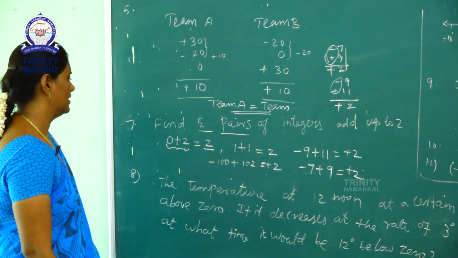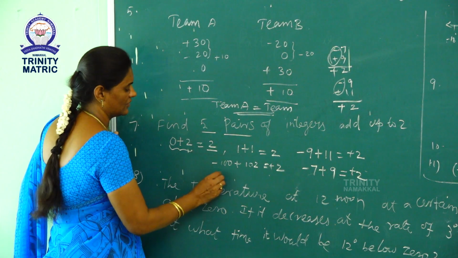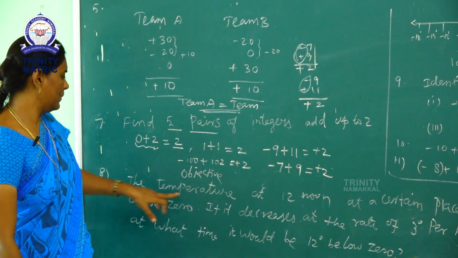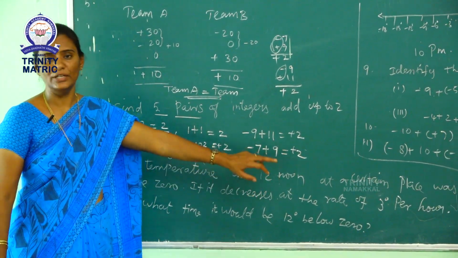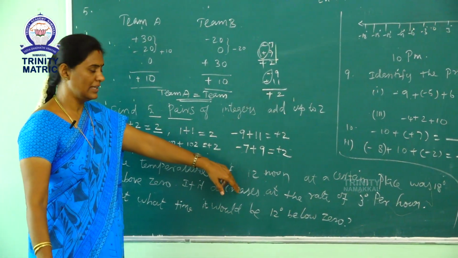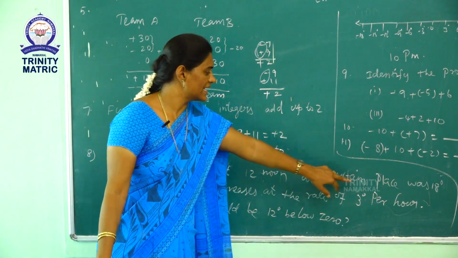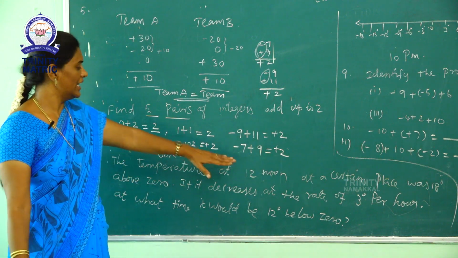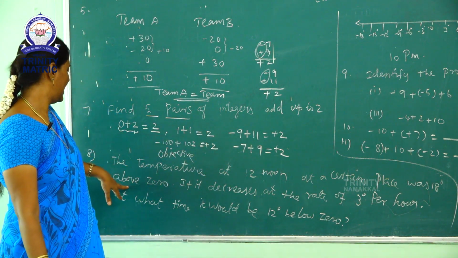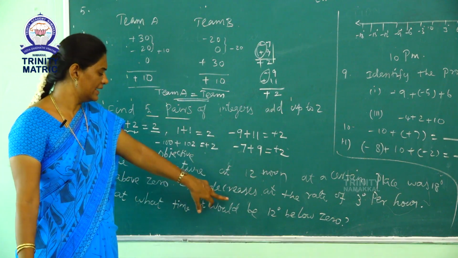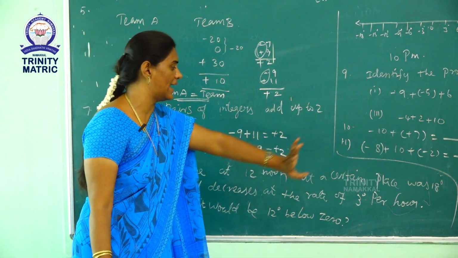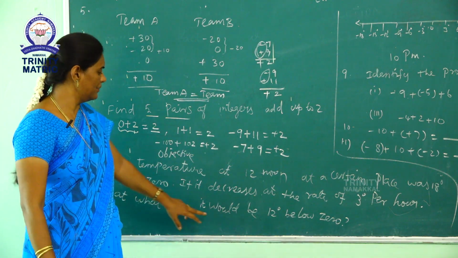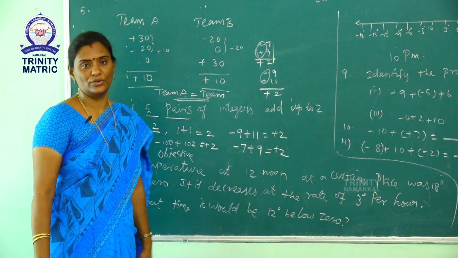Next, see the objective question, the 8th sum. The temperature at 12 noon at a certain place was 18 degrees above 0. If it decreases at the rate of 3 degrees per hour, at what time would it be 12 degrees below 0?